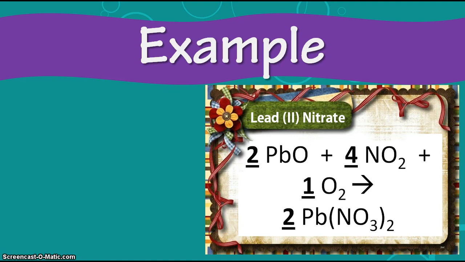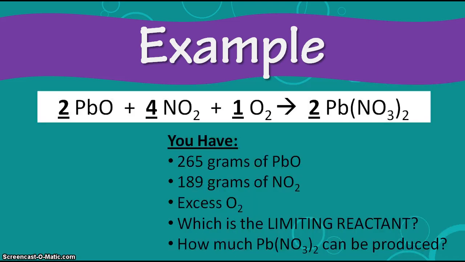So let's take our formula, our recipe for lead-2 nitrate, and apply a limiting reactant problem to this. Again, we can see the formula here. It says 2 moles of lead-2 oxide plus 4 moles of nitrogen dioxide plus 1 mole of oxygen will produce 2 moles of lead-2 nitrate.